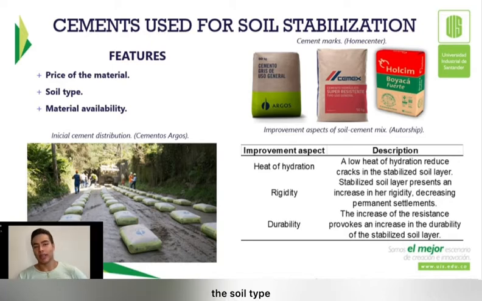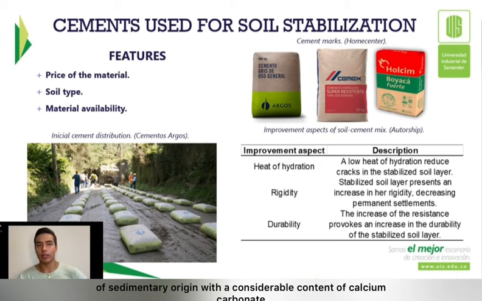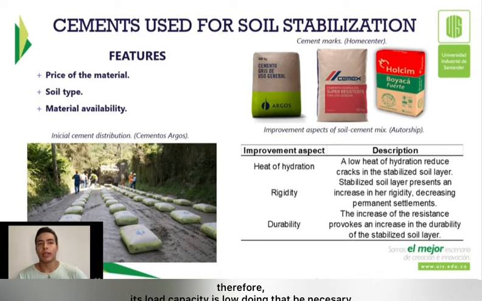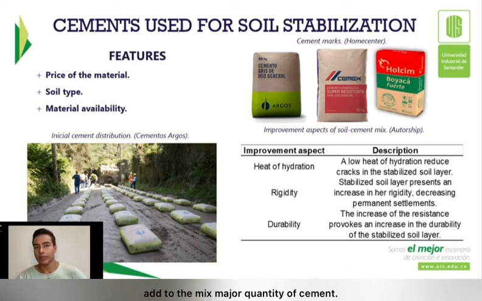The soil type. In Colombia there are several types of soils of sedimentary origin with a considerable content of calcium carbonate. These soils are expansive with low or high plasticity, like CH, CL, MH, ML, among others. Therefore, their load capacity is low, making it necessary to add a larger quantity of cement to the mix.